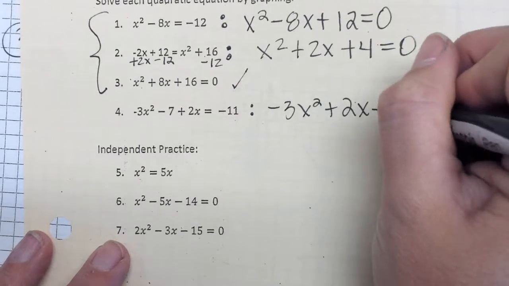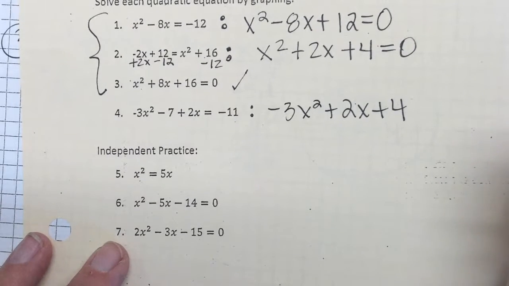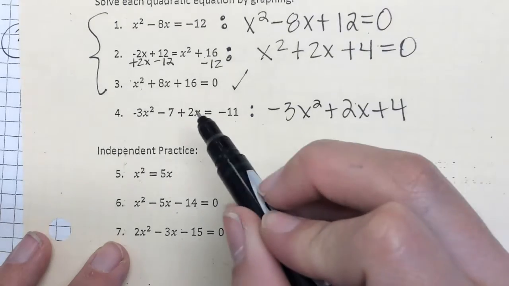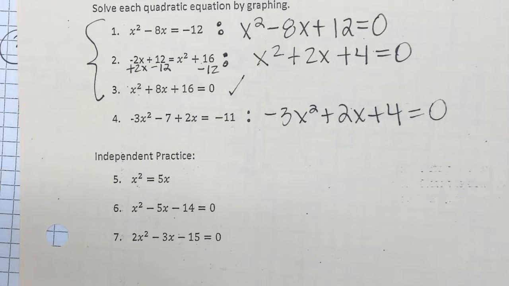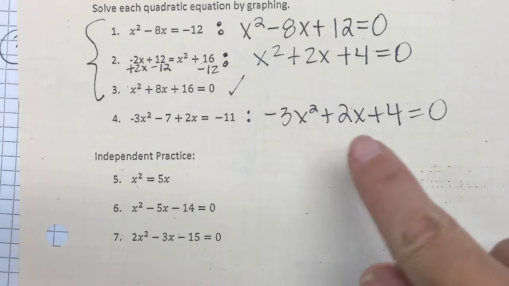Notice how Sid moved the 2x in the middle. Everybody saw that? It was over here and then she moved it to the middle. Did she have to do that to put it in standard form? Yes, it has to be in order. Okay, so quadratic, linear, then constant term.